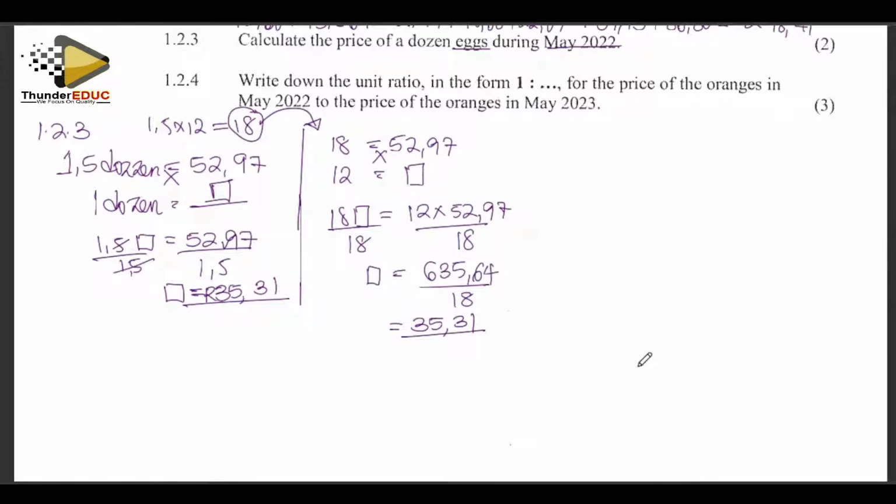All right, we'll continue to question number 1.2.4. Okay, this is what we are doing. Write down the unit ratio. I've already told you, unit ratio should start with 1 to a given number. So write down the unit ratio, the price of oranges in May 2022 to the price of oranges in May 2023. So I would like to keep the order 2022 versus 2023. What was the price in 2022? What was the price in 2023?